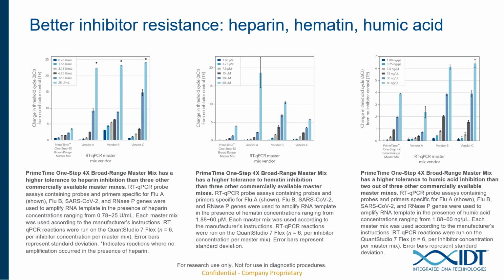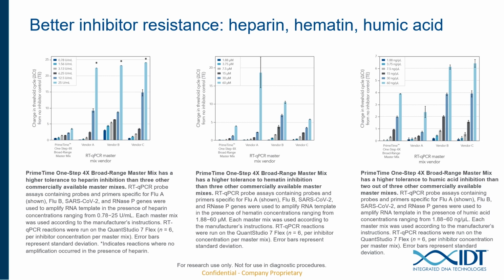The new PrimeTime one-step 4x broad-range master mix provides excellent resistance to common qPCR inhibitors as compared to 3 other commercial master mixes. These data depict the results from a multiplexed assay where we used purified RNA template in the presence of the indicated concentration of inhibitor. The left panel shows the change in threshold cycle between the RNA sample absent of heparin and the RNA sample contaminated with increasing amounts of heparin, where the smaller the value, the more resistant the master mix is to the indicated inhibitor. Each master mix was used precisely according to each manufacturer's instructions.